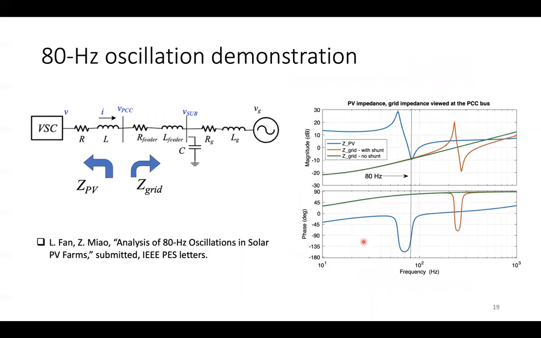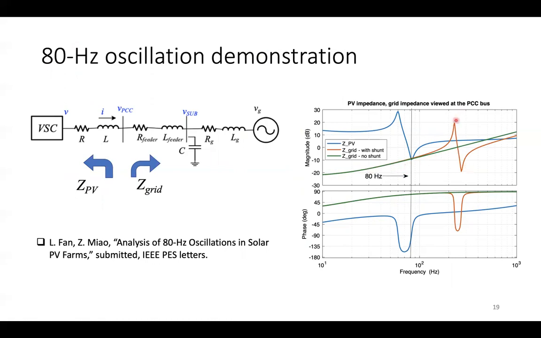The one last demonstration is just to show the Hydro One's 80 Hertz oscillation. We are going to again use the same test bed. This is a very good test bed that you can keep using. This time we're going to construct some parameters to demonstrate 80 Hertz. The first try is to make sure this ZPV will meet Z grid. Total grid is the green one, and the red one, the green one is without shunt capacitor, the red one is with shunt capacitor.